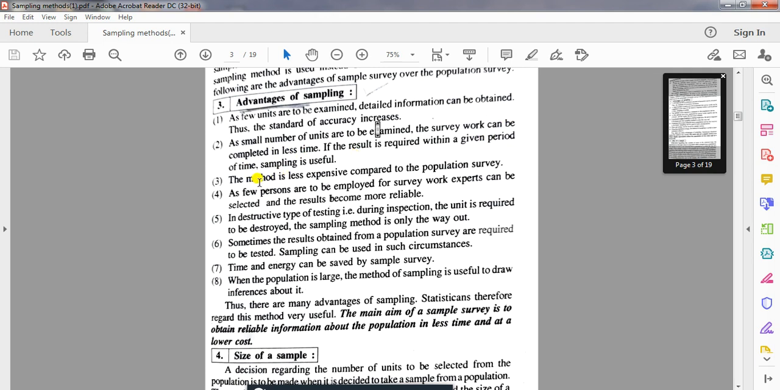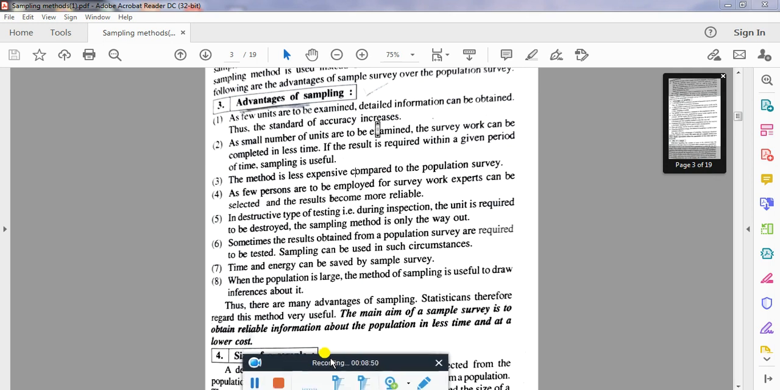The third one is that the method is less expensive. As I told, a lesser number of units are examined, so obviously that consumes less money, so that is less expensive compared to the population survey. As few people are to be employed for survey work, experts can be selected and the results become more reliable. So here, as the work is less, we will use fewer resources.